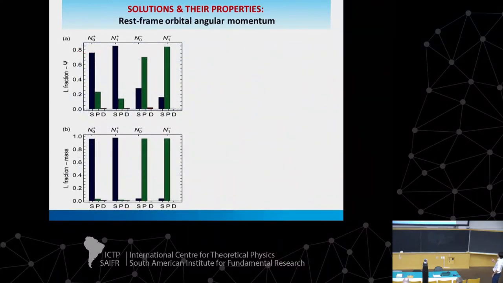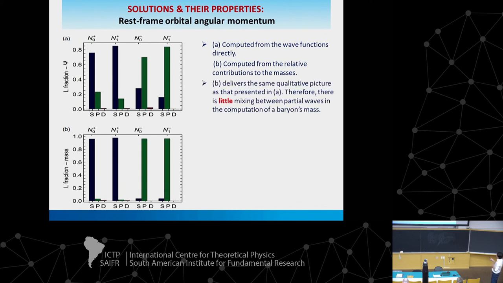Next, I want to say something about the rest of the angular momentum. This figure here, the upper panel and the lower panel, are the wave function fractions of these states: S wave fractions of the nucleon, D wave fraction of the nucleon, Roper, N star 5035, and N star 6050. The upper panel is computed from the wave function directly. The lower panel results are computed from the relative contribution to the masses. We can see that the lower panel delivers the same qualitative picture as presented in the upper panel. Therefore, there is little mixing between partial waves in the computation of the baryon masses.